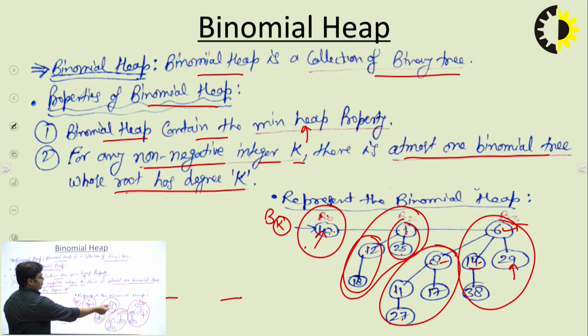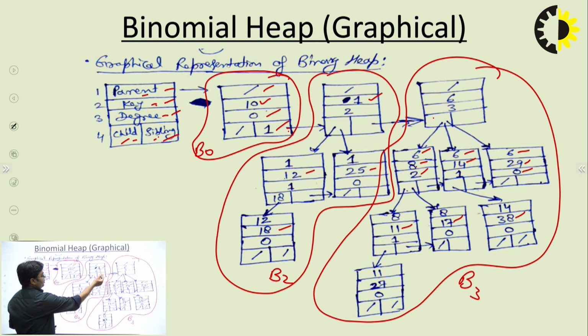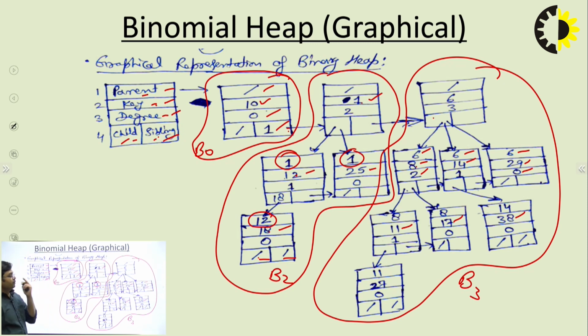Similarly, we can see in B2 the parent node is 1. There are two children, 12 and 25, whose parent is 1 only. 12 has another child, 18, whose parent is 12, and 18 does not have any child or sibling. So this is the graphical representation of a binomial heap, in which different types of binomial trees are combined together.